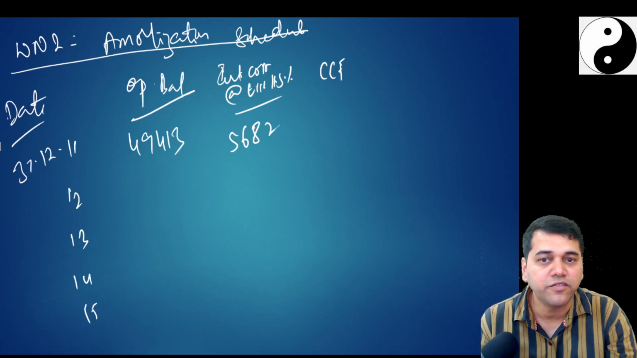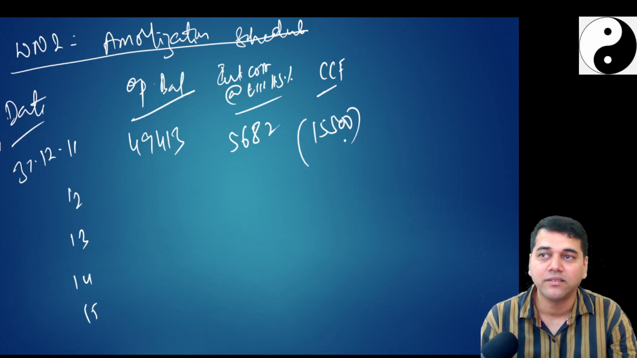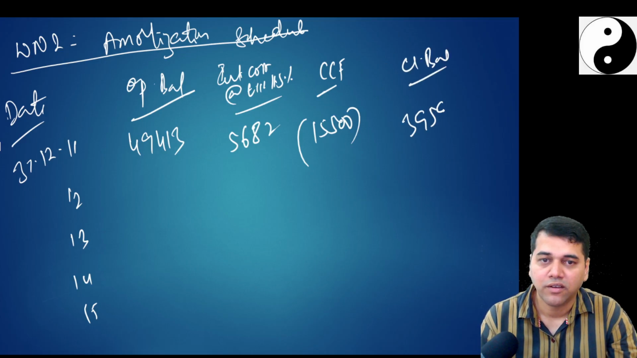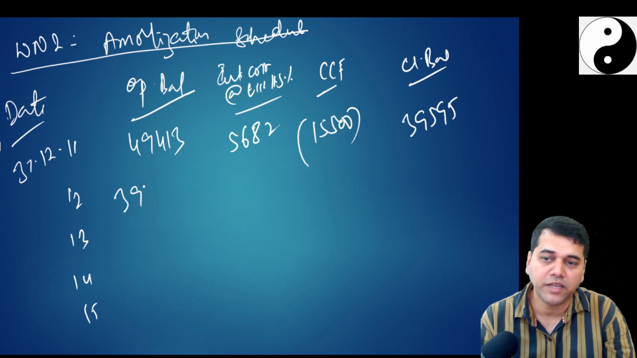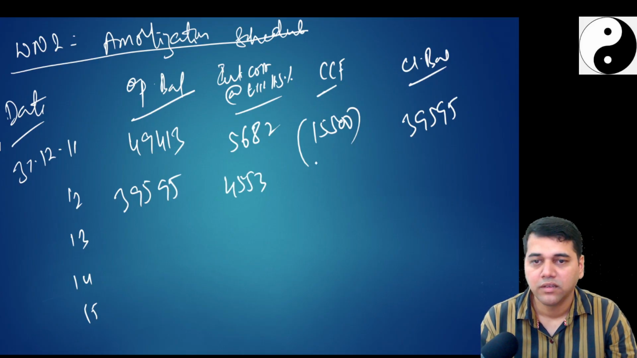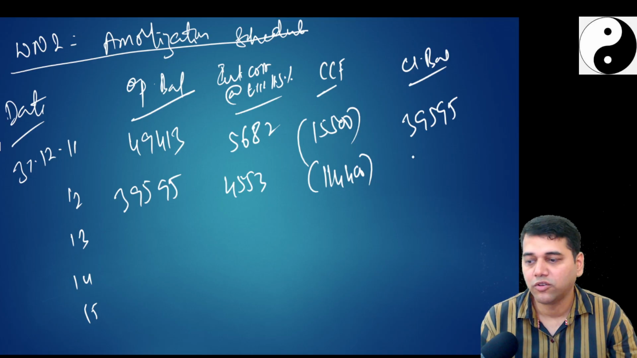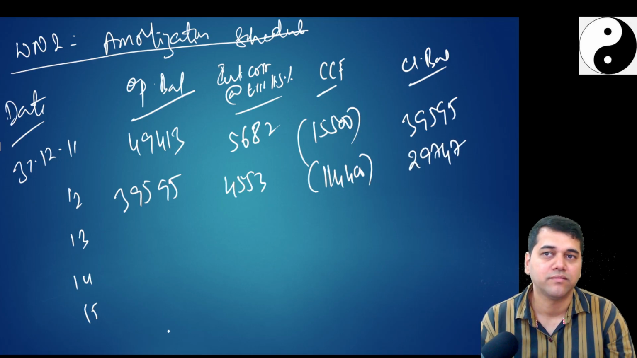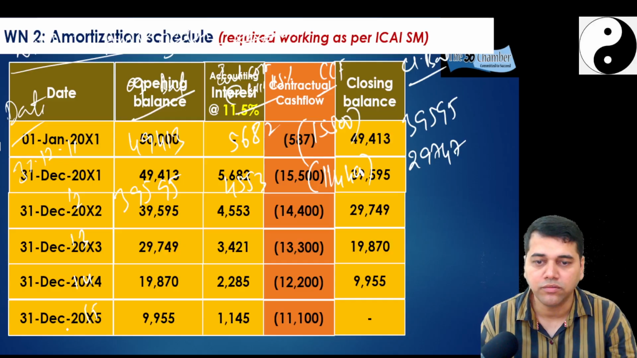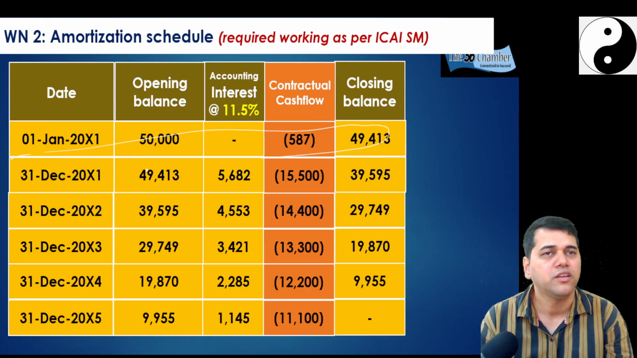Now, what is my CCF? 15,500 in the previous working we have done. What is my closing balance? 39,595. This becomes my opening balance. Interest becomes 4,553. CCF 14,400. Working note number 1. Closing balance 29,747. Followed, no? Yes. So like this, I'll continue. Generally I have given here, shown separately, but not required. If you want, you can keep it.